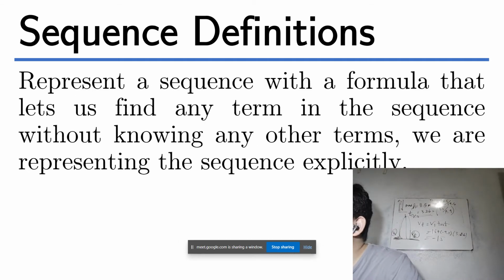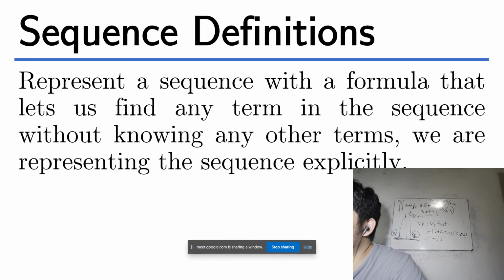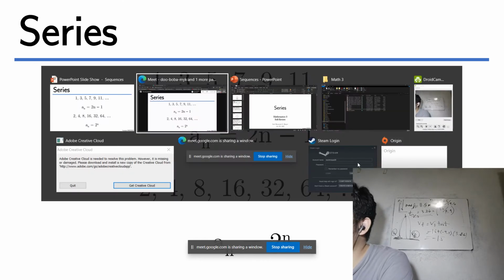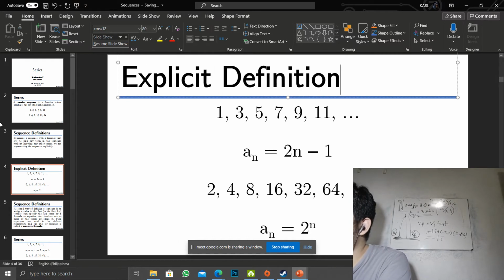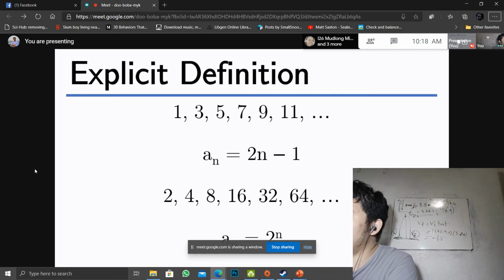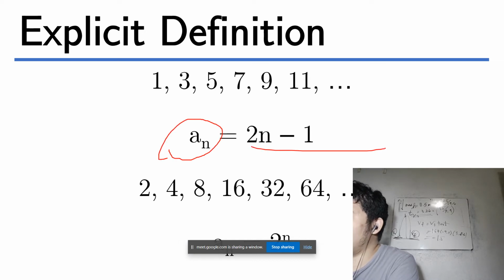Yan, mga sequence lahat yan. Then, there are two kinds of sequence definitions, no? So, ang tawag sa dito ay explicit definition of the series, no? Explicit definition. Kumbaga, pag nag-substitute tayo ng n, makukuha na agad natin yung pang ilang term. Example, dito. Paano pala pagbasa nito, no? A sub n equals 2n minus 1.